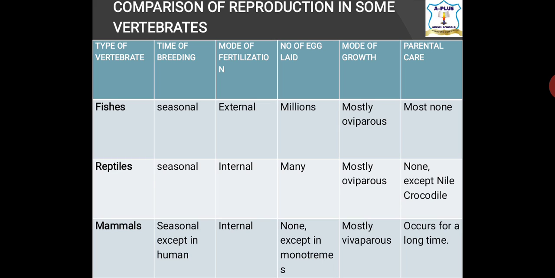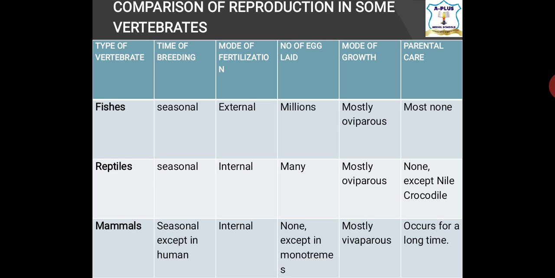The reptiles: breeding is also seasonal, and the mode of fertilization is internal. Number of eggs laid, they are many, mostly oviparous. None of the reptiles has parental care except the Nile crocodile. This animal shows parental care.